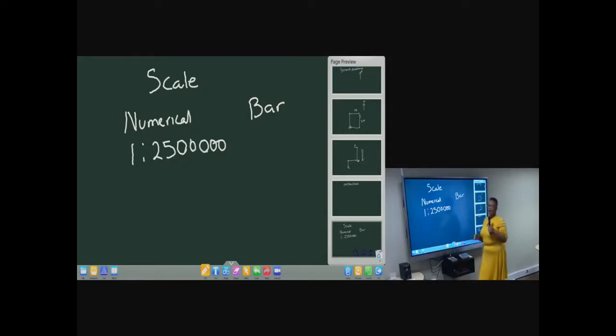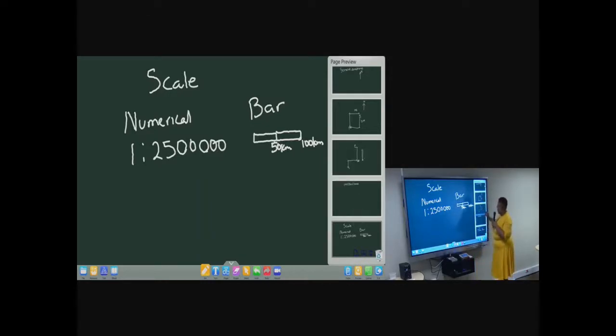Then a bar scale will be like very small rectangles in that way, and along the scale you will have values. Let's say between there and there it's written 50 kilometers. Up to the end, it's written 100 kilometers. So it's in the form of bars like that. That is a bar scale.